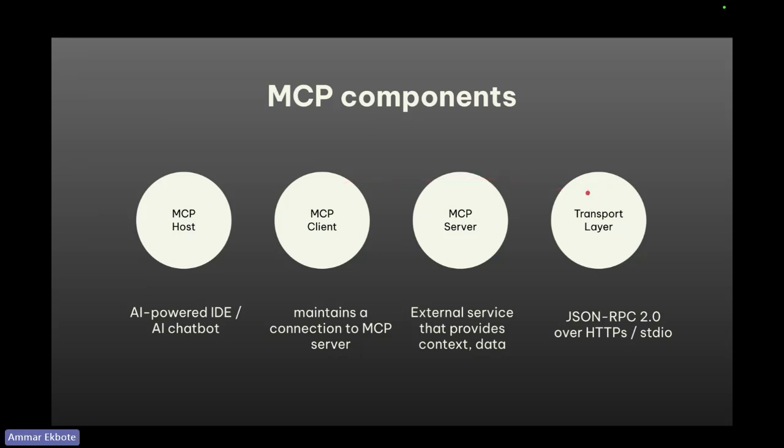Now, if you're talking about the transport layer, the way MCP clients and MCP servers interact is via JSON RPC messages. These could be over STDIO if the MCP server is running locally, or these could be over HTTPS if the MCP server is running remotely. You might need this if you want to see what exactly is happening at the protocol layer.